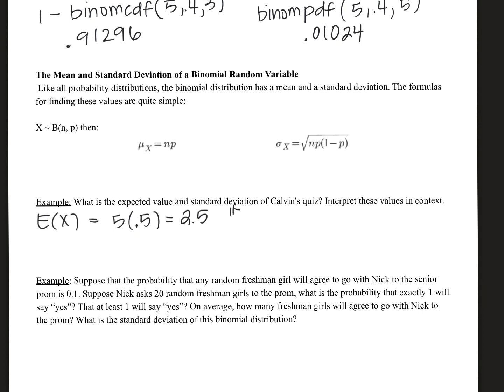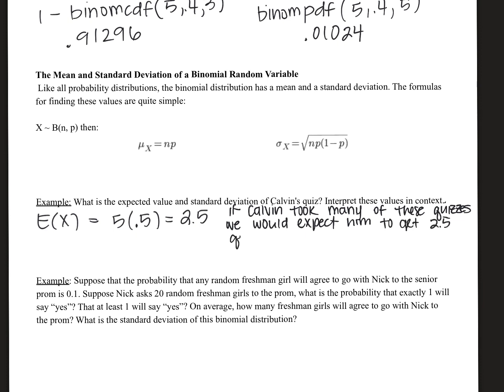So if Calvin took many of these quizzes, we would expect him to get 2.5 questions correct. Which makes sense, because if we think of the fact that he has a 50% chance of getting each question correct, he should on average get a 50%.